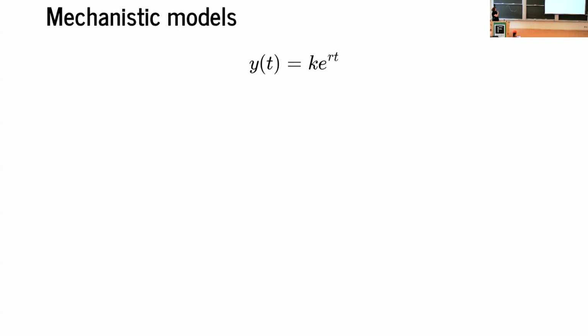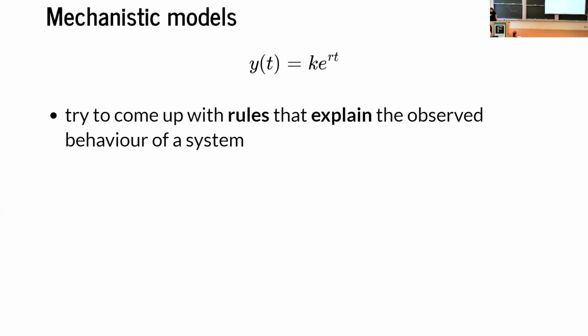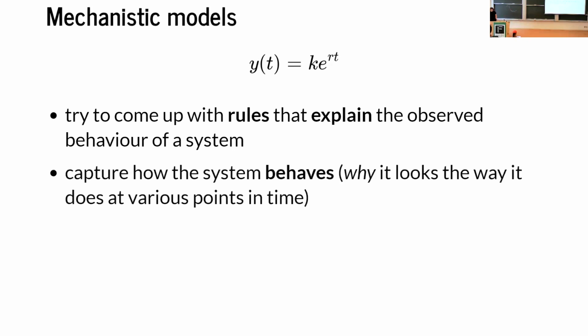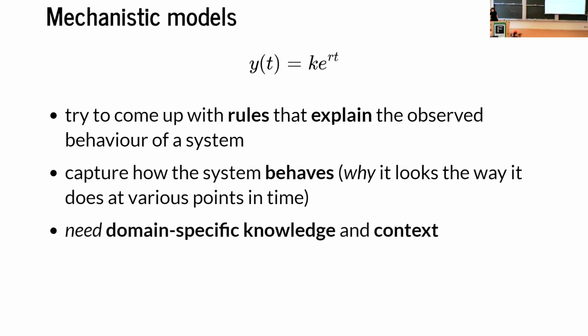Now, mechanistic models like this exponential model, here we try to actually come up with rules that explain the observed behavior of the system, right? So in essence, we're trying to capture how the system behaves and why it does behave that way. Here we definitely need domain-specific knowledge and context, because if we don't have that, we can't come up with rules about the system.